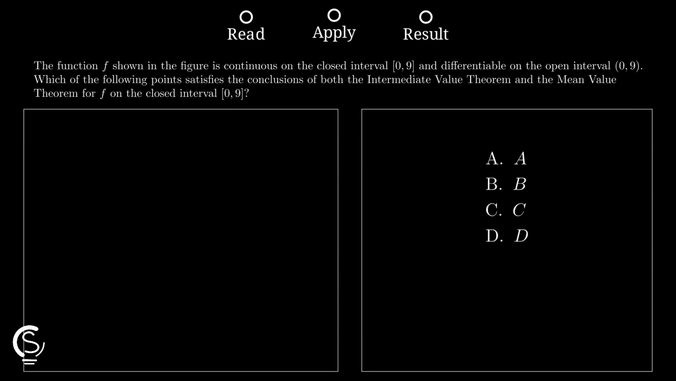First, the mean value theorem requires a point where the instantaneous slope equals the average rate of change. We need to find a spot where the tangent line is perfectly parallel.